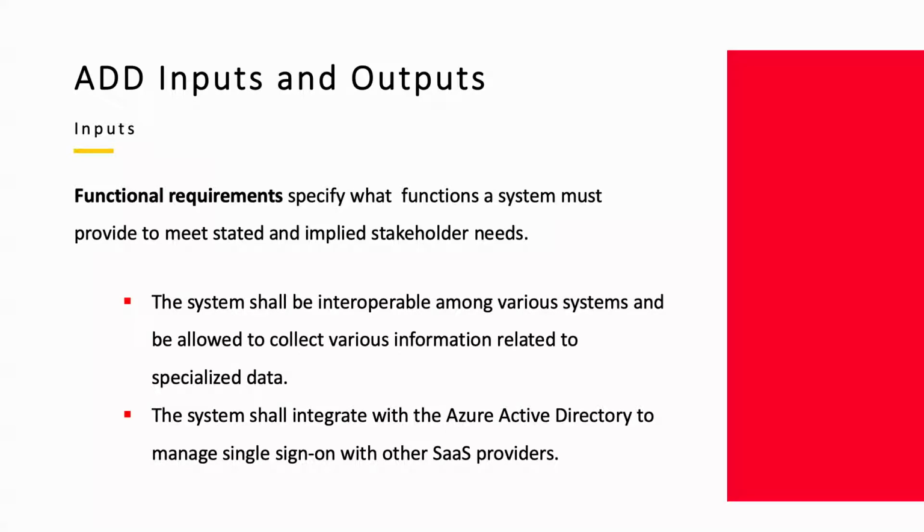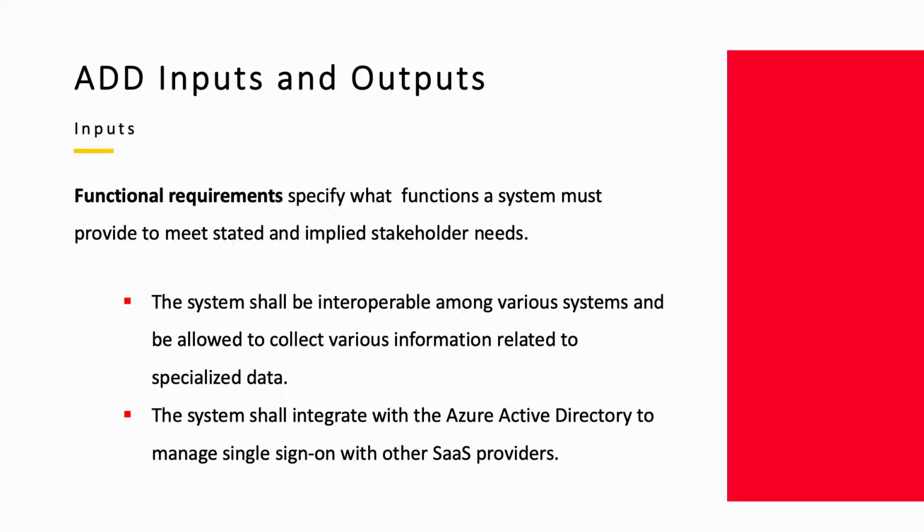In any case, some functional requirements that I've used is the system shall be interoperable among various systems and be allowed to collect various information related to specialized data. So it's very high level, it can be used anywhere, but this makes sense to the architects. When you give it to the architects, they understand, okay, now we have to worry about interoperability. How are we going to get data from, whether it's a legacy system or a Drupal system, and what are we going to do with it, and how are we going to send it back and forth.